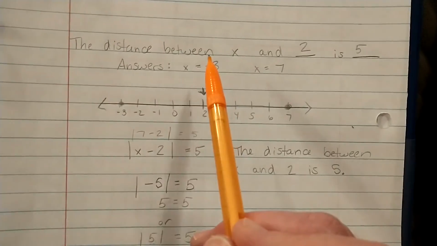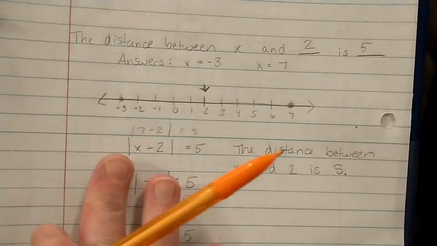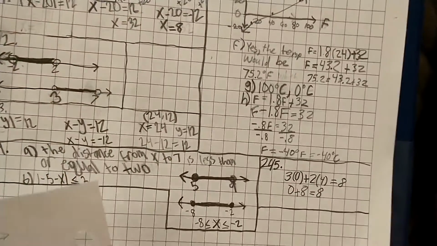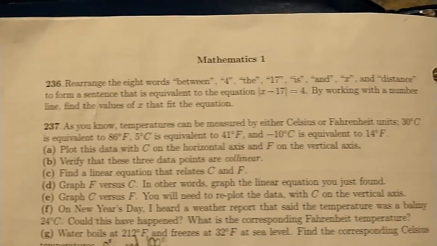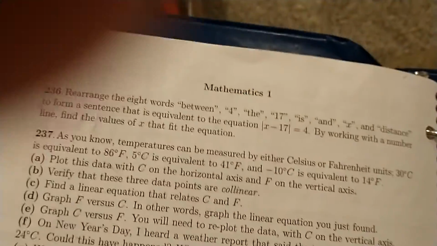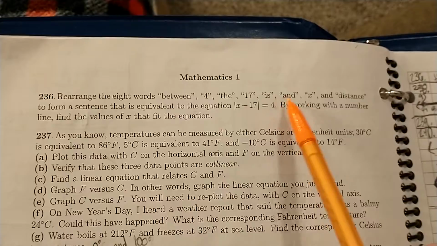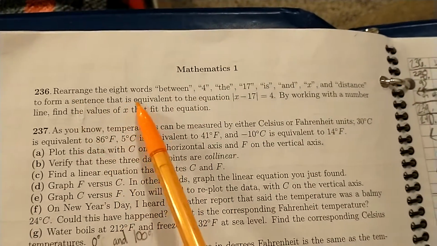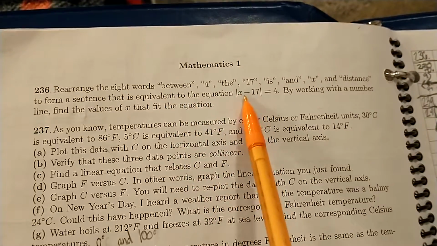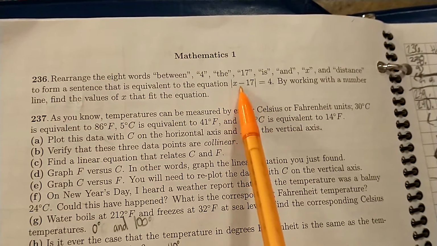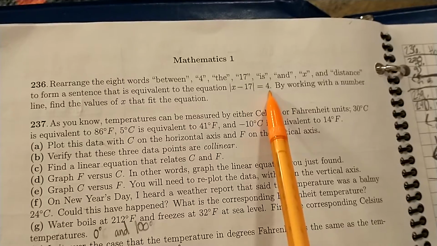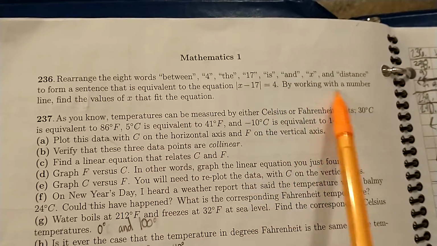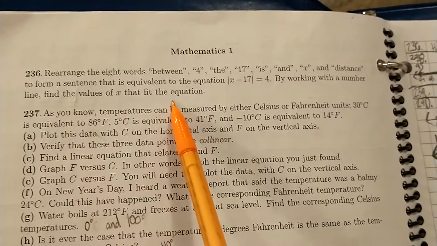You can also liken it to the problem on page 236. Sorry, I'm trying to get this without covering it up. It talks about rearranging the wording, and it says to form a sentence that is equivalent to the equation absolute value of x minus 17 equals 4. By working with a number line, find the values of x that fit the equation.